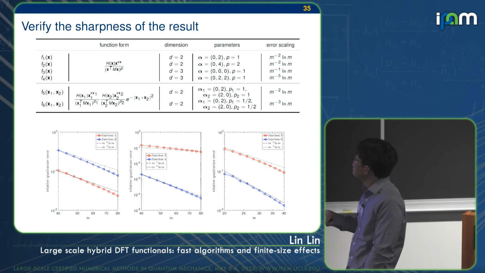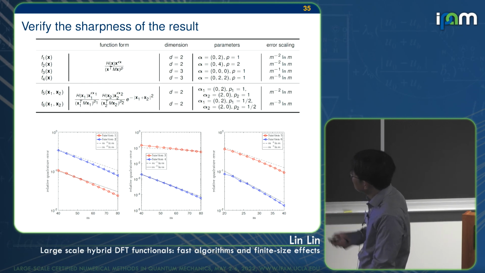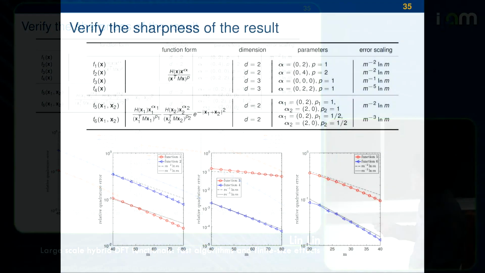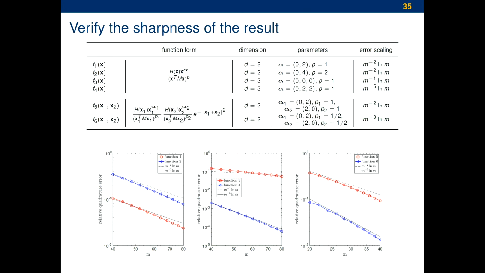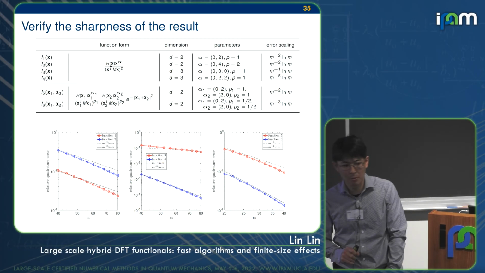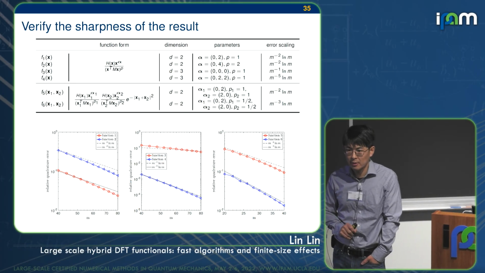So let's look at a few examples, and this corresponds to the case n equals 1. We study all sorts of combinations to test the sharpness of this result, and the theoretically predicted scaling should be m to the minus 2, m to the minus 1, m to the minus 5, depending on how you do it. And you can also do the multidimensional thing. This starts to get pretty expensive because you need to carry out a multidimensional integral. In all the cases, the convergence rate is sharp. Now, we don't know about the logarithmic factor, whether it's sharp, but other than that, it's sharp.